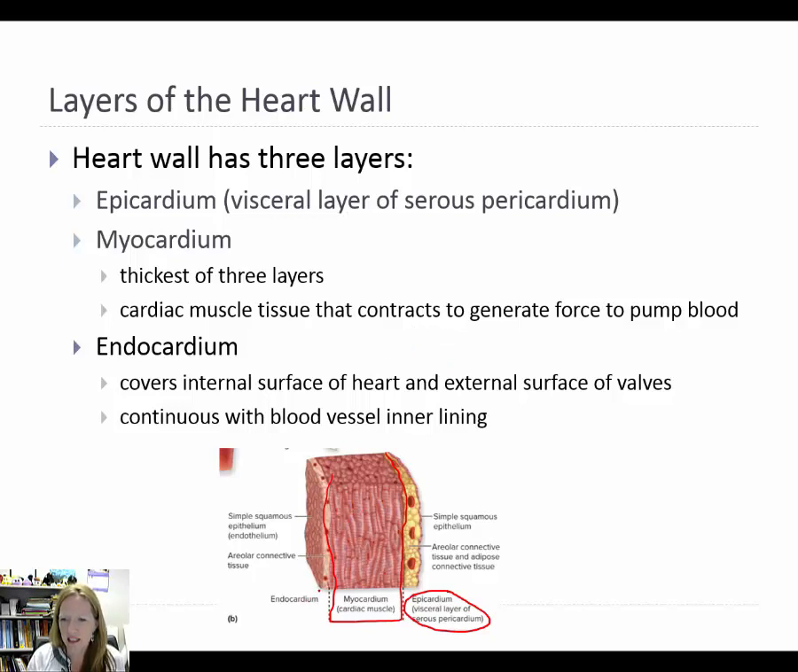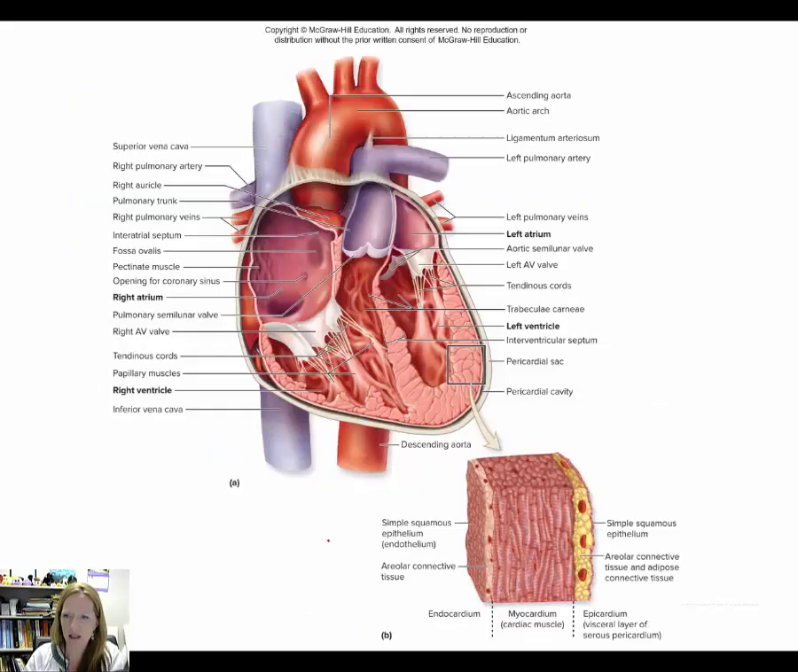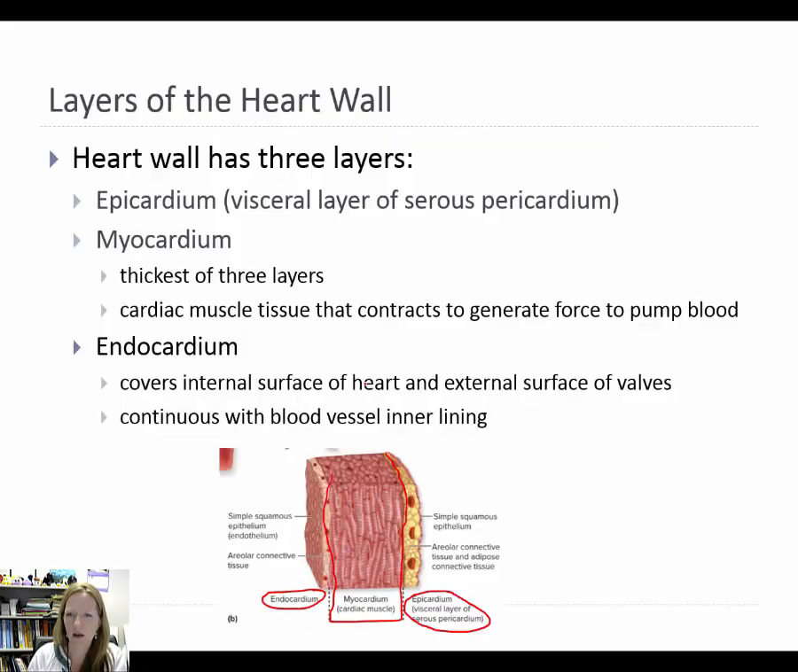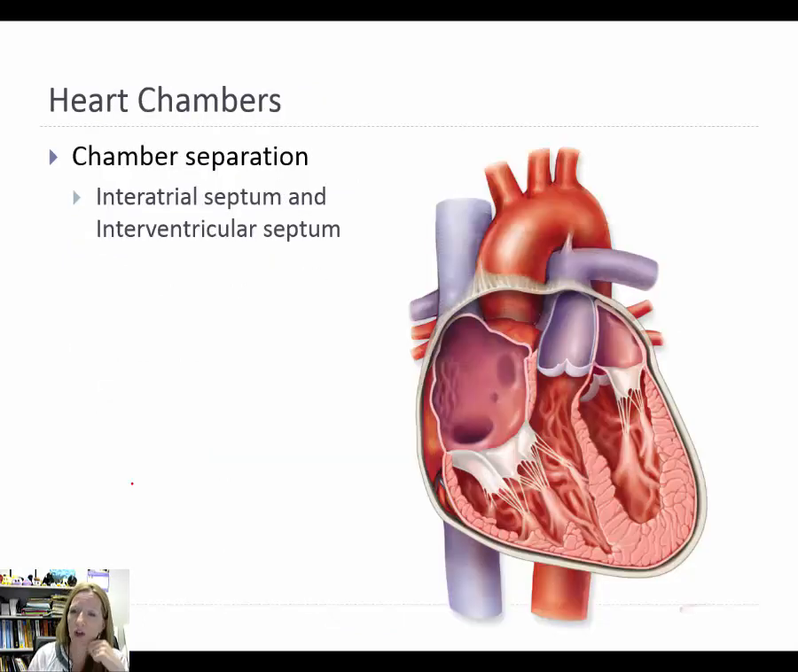All right, and then this is going to be that inner lining of the heart. So if we went back to this, we're looking at this inner layer right in here that's going to lie on top of all of that. So it covers the internal surface, but it also covers the external surface of the valves, and it's going to be continuous with the blood vessels. All right, so now let's go ahead and take a look at a coronal or frontal cut, a section of the heart.